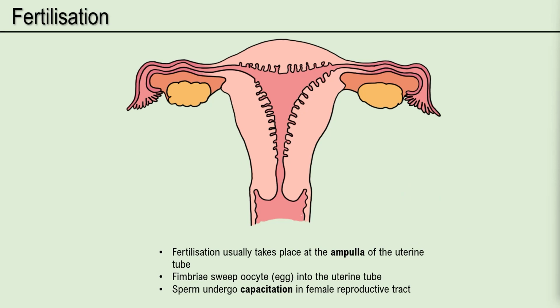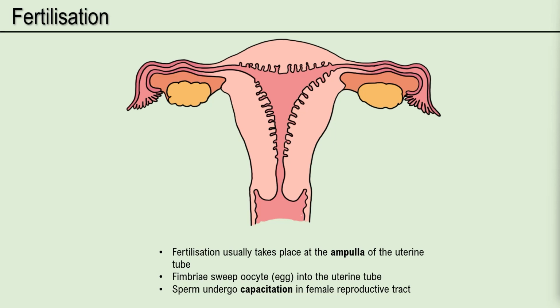Fertilisation usually takes place in the ampulla of the uterine tube, fairly close to the end of the ovary. Once sperm is deposited in the cervix, it makes its journey to the isthmus of the uterine tube and buries its head into the lining to undergo a process of capacitation, in which the enzymes of the acrosome on the head of the sperm are activated.